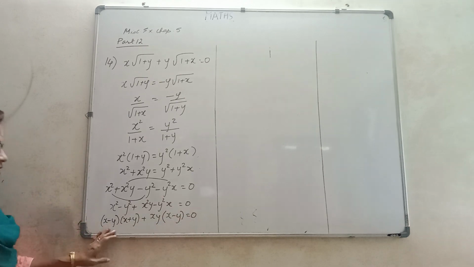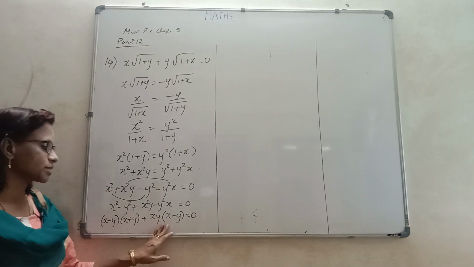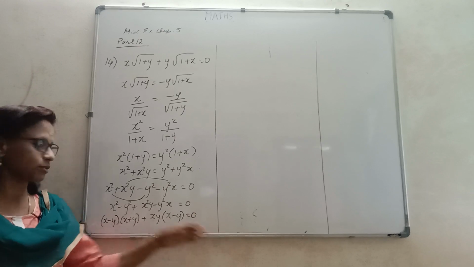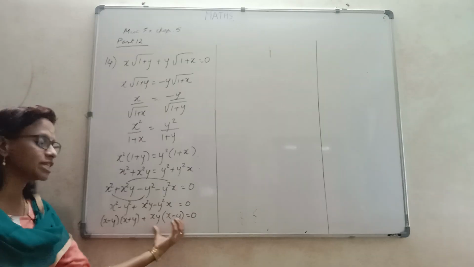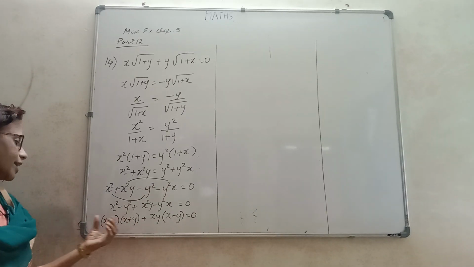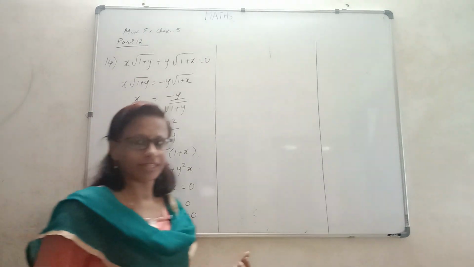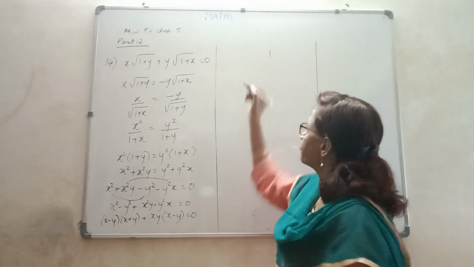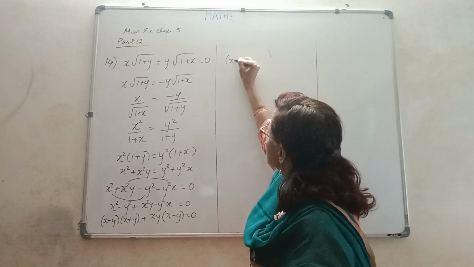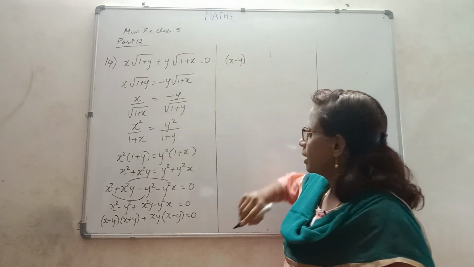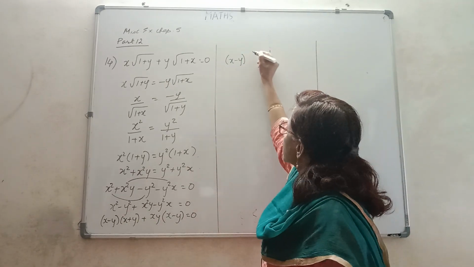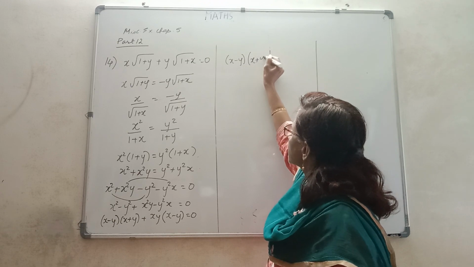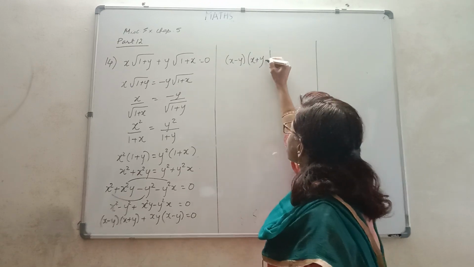So we are having (x minus y) times (x plus y) plus xy times (x minus y) equal to 0. When we look at both these terms broadly, x minus y is a common factor there. So let's take the x minus y common. Then in the first case, the leftover term is x plus y. Here the leftover term is xy.